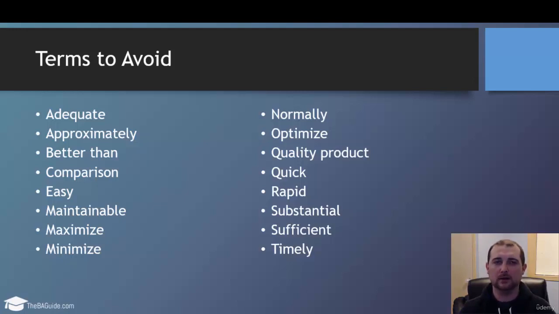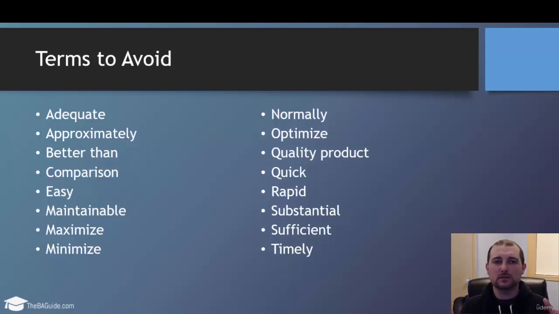We want it to be quick or rapid. No, you need to give it some type of measurable number that can be utilized. Substantial or sufficient. Same thing, right? You don't want to use substantial or sufficient. You're being very general. And then timely goes exactly with quick and rapid. It's not anything that can be measured.